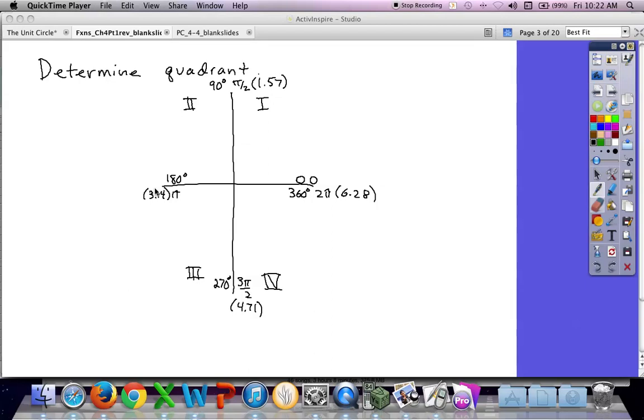Okay, so there'll be some questions that ask you to place an angle in the proper quadrant, right? And that could be in terms of degrees, it could be in terms of radians with pi in it, or it could just be in terms of decimals. So something like, where do I find 23 pi over 8? How could I tell which quadrant that's in?